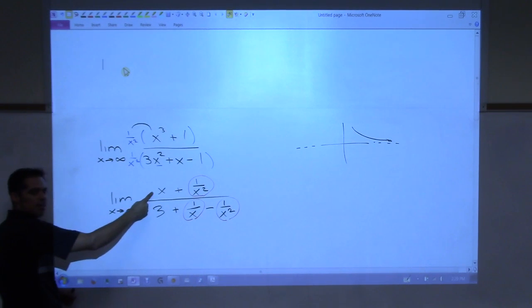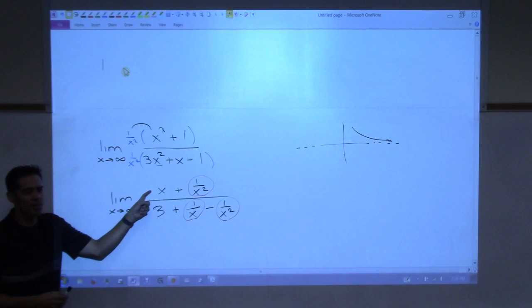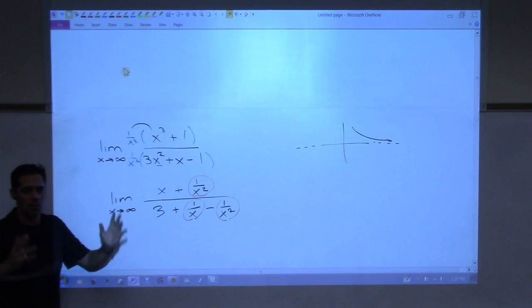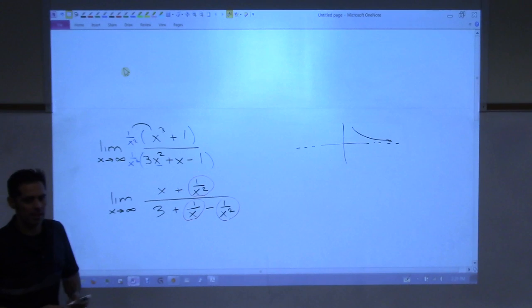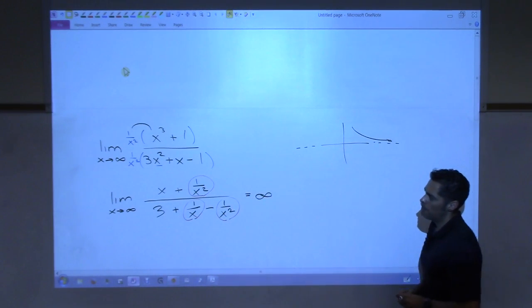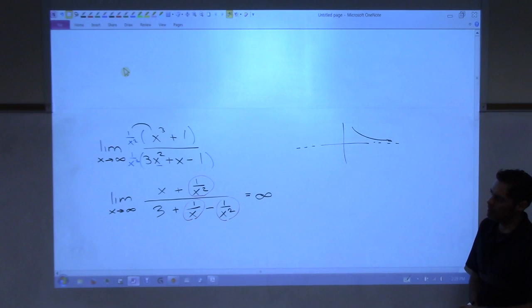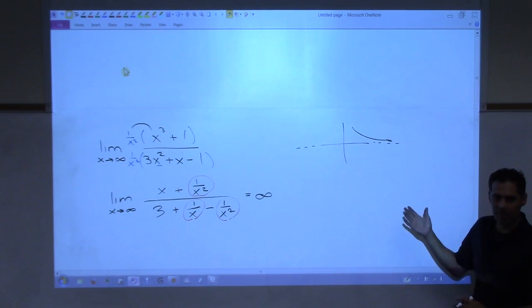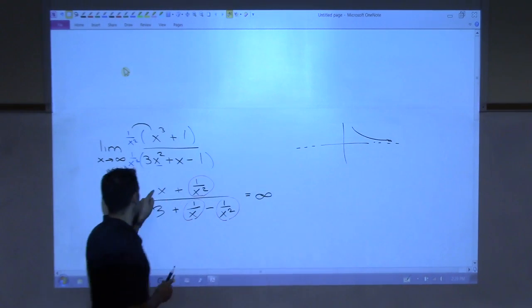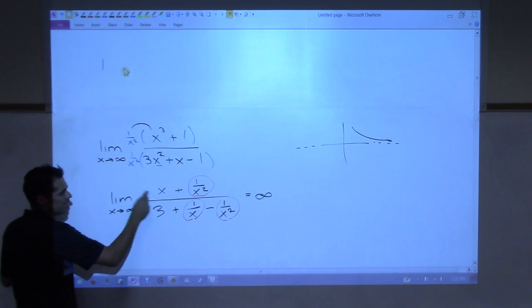That guy is growing without bound. He is blowing up, right? And there's nothing there to offset him. I'm dividing him by 3, big deal. Take infinity and divide it by 3, it's still infinite. So this thing is blowing up. It's going to infinity. It's actually growing linearly. I know it seems like it would be fast, but it's growing linearly because this is linear.